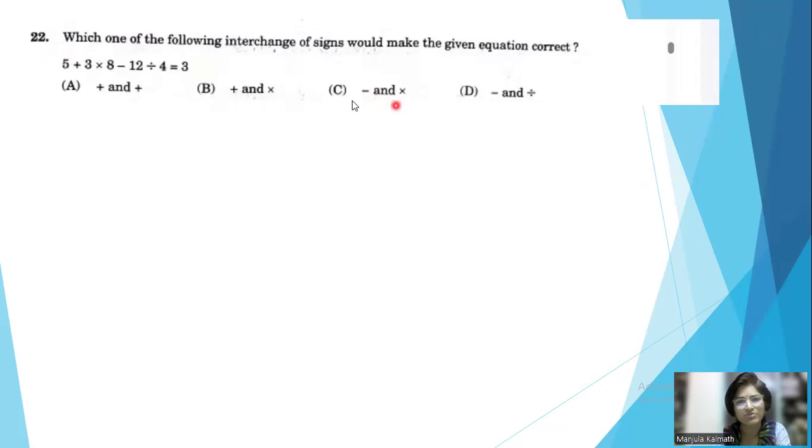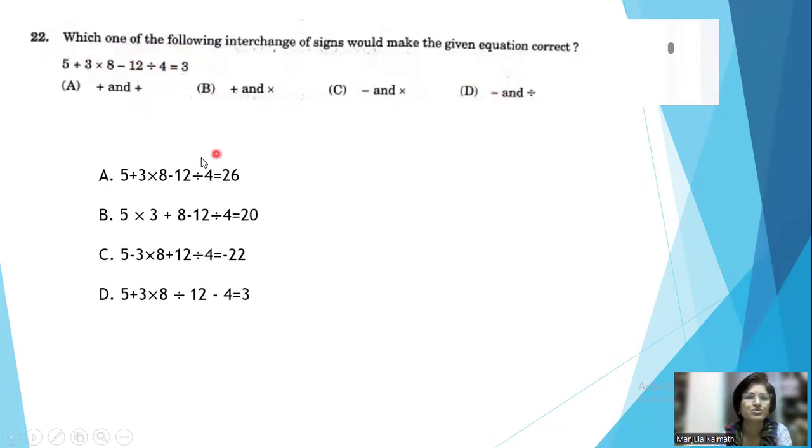And the third one has a minus and a multiplication. We have to swap these two as well. Like that, the fourth one is minus as well as division. So in order to find the result, in which combination the right answer will come, we have to find out. For this, we have to consider each and every option. If I go for the first option, the result will be 26.